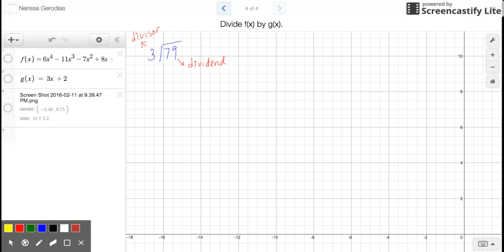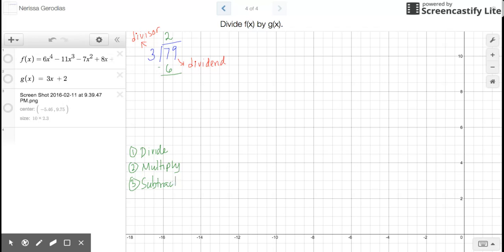So to divide, we take 7 and divide by 3. So the first step is to divide. 7 divided by 3 gives us 2. After dividing, we multiply. 2 times 3 gives us 6. And then we subtract. 7 minus 6 is 1. And then we bring down the next digit. So we bring down 9.